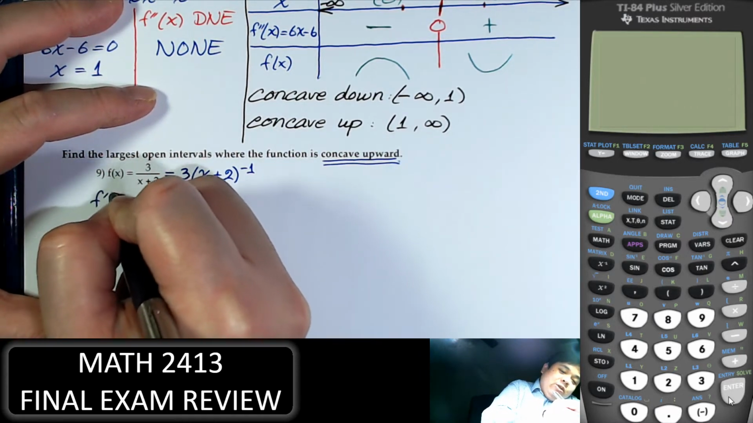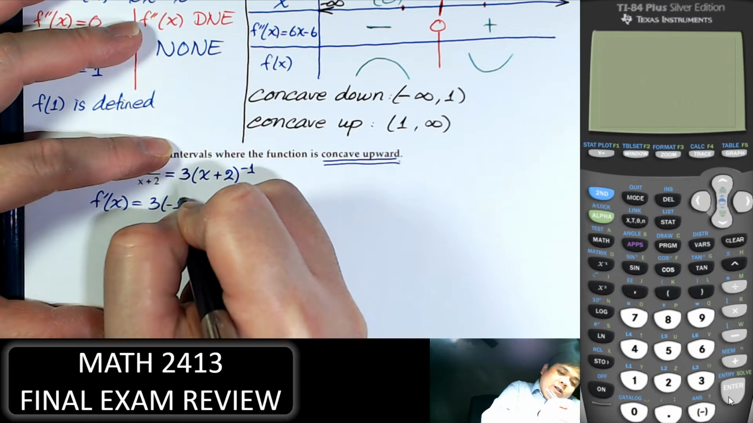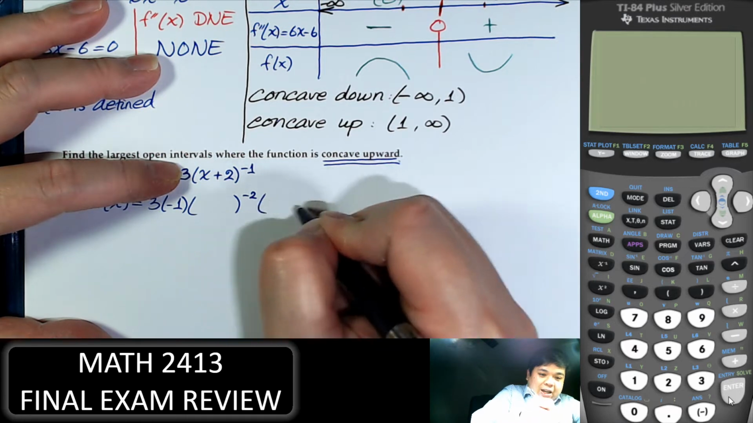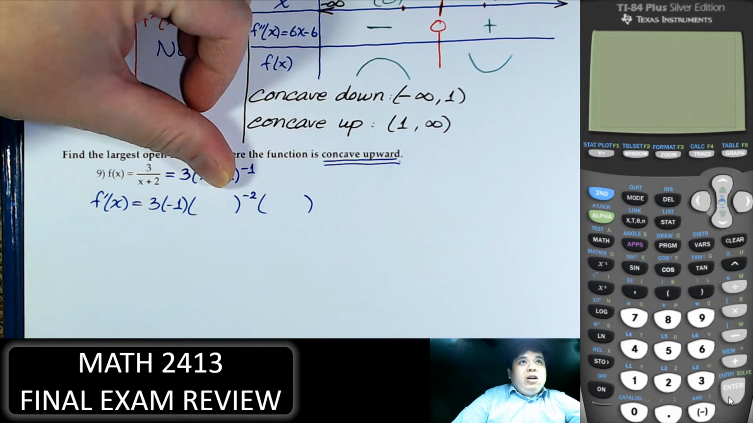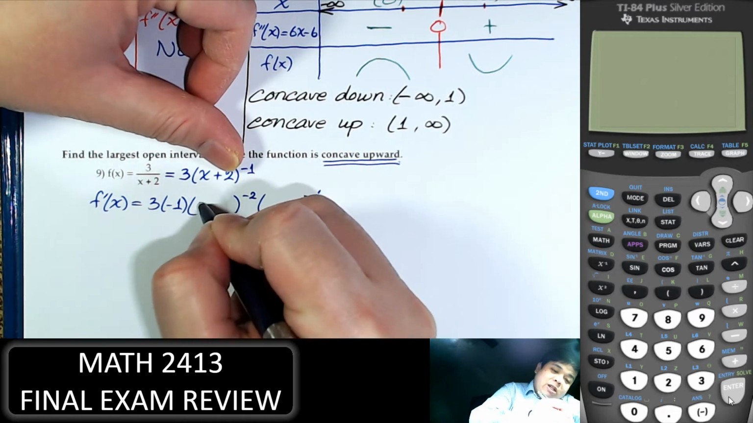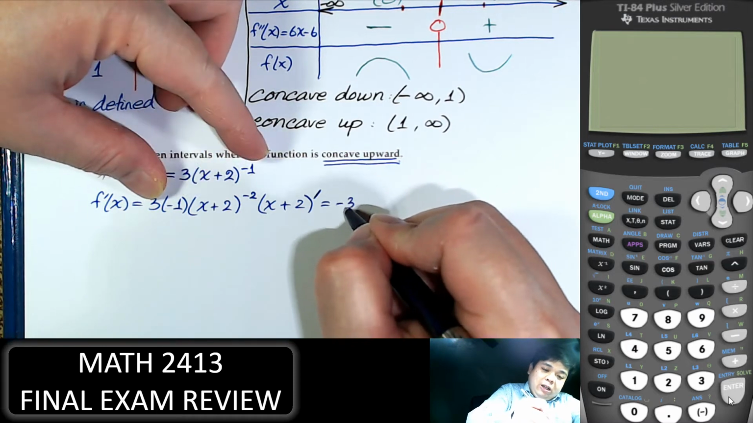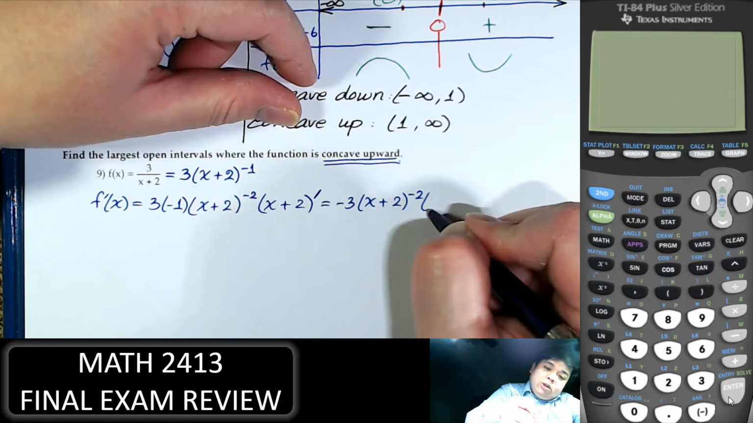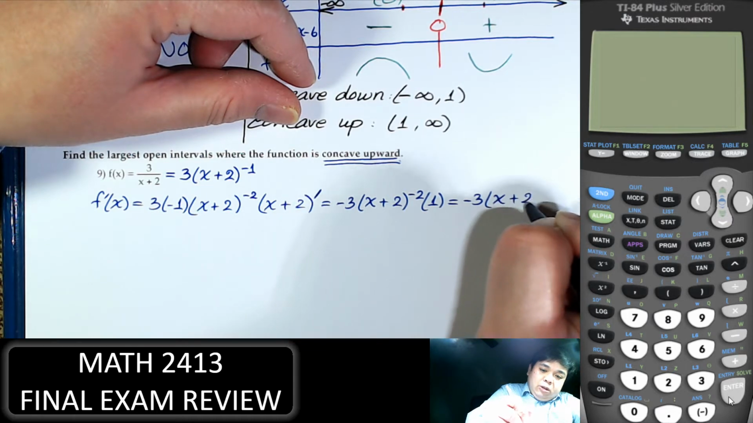Now we take the first derivative. We move down the -1, then the original power reduced to -2, and then the derivative of whatever is inside the parentheses, right? So something to -1, take -1 down, original power reduced by 1, and then we take the derivative of the parentheses. It just happened to be x plus 2. So that's -3 x plus 2 to -2, and the derivative of x plus 2 is 1. So -3 x plus 2 to -2.